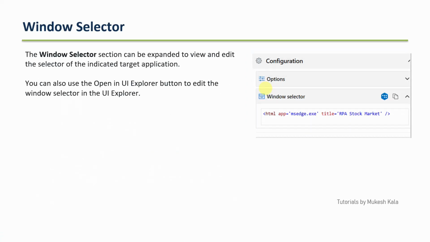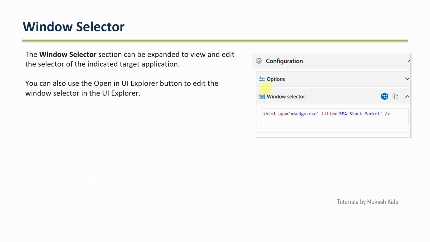The next thing which you will see after the configuration option would be the Windows selector. Now what do you mean by the Windows selector? The Windows selector simply means the selector of the top window. The Windows selector can be expanded, you can view it, or you can edit it. Also you have an option to edit it in the UI Explorer. So when I say top window, guys, this is the top container, right?